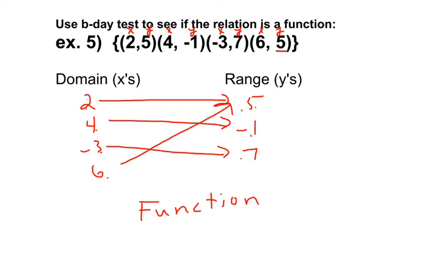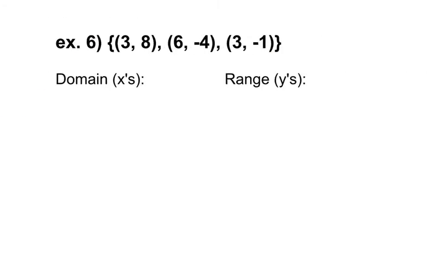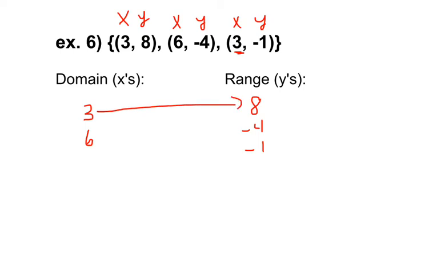But think of the X's as the people and the range as the birthdays. Let's look at one last one. We have 3, 8, 6, -4, 3, -1. That's X, that's Y, that's X, that's Y, that's X, that's Y. When we list our domain, we have 3, 6, and oops, there's 3 again. Do not list it again. And then for our range, we have 8, -4, and -1. Let's map this. 3 goes to 8, 6 goes to -4, and 3 goes to -1.